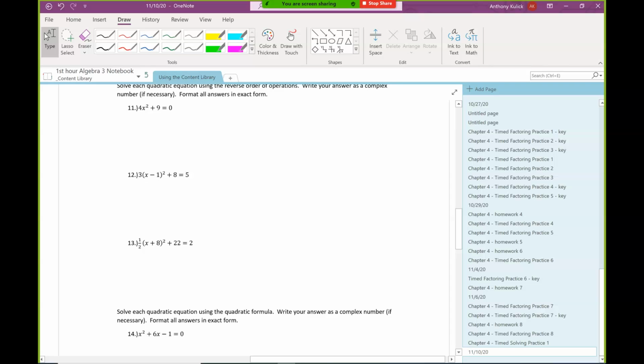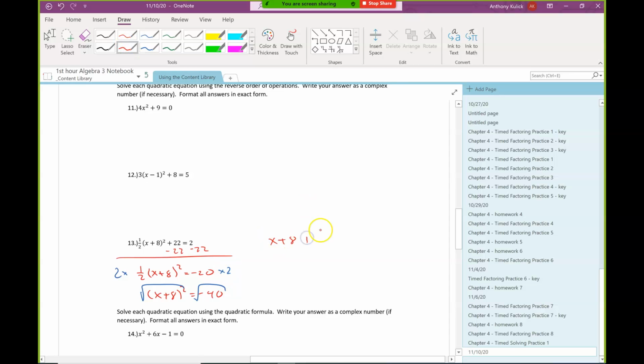So it asks us to solve this using the reverse order of operations. So the first thing I would do is subtract 22 from both sides. Again, if I'm doing the reverse order of operations, I'm trying to get the x by itself. And then to get rid of that 1/2, I'll multiply both sides by 2. Right? Multiplying by 2 is going to get rid of that 1/2. So far, so good. Now to get rid of the squared, we'll square root both sides.